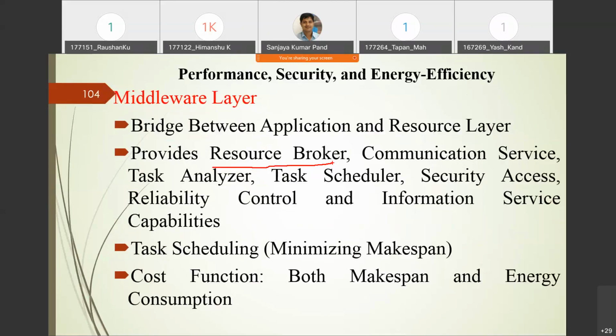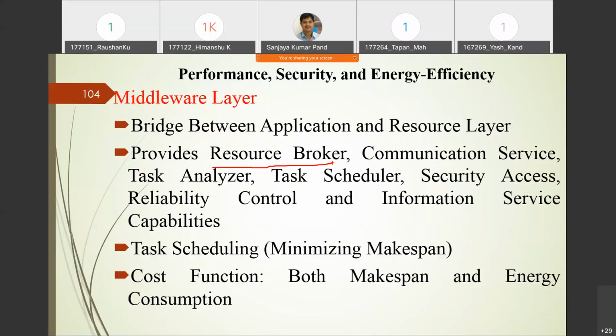Here also many researchers designed a cost function. The cost function will determine the relationship between the makespan and energy consumption. If the makespan is very huge, the energy consumption will also be more, because for more time you have to keep the server switched on, or the server needs to execute the work for more time. So you have to compensate for this too.